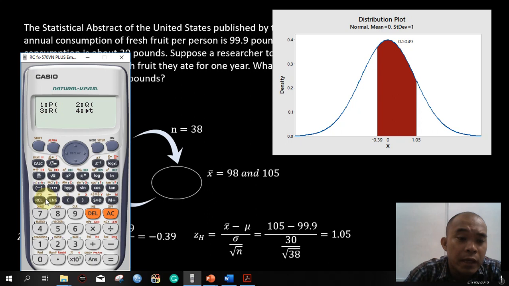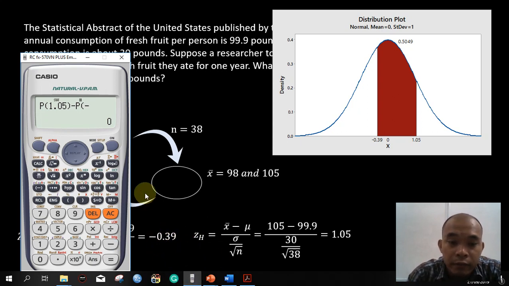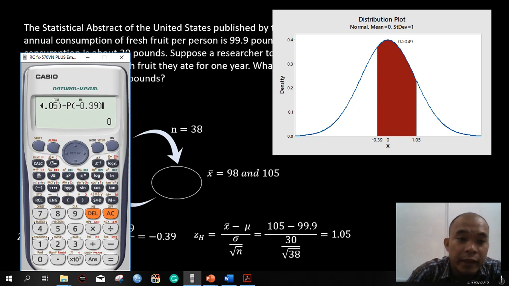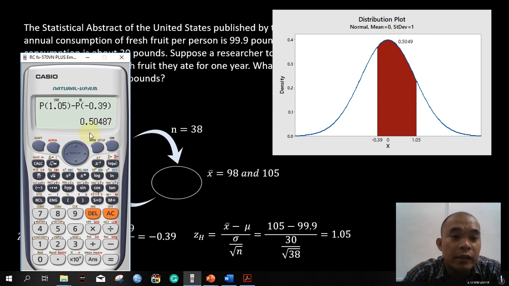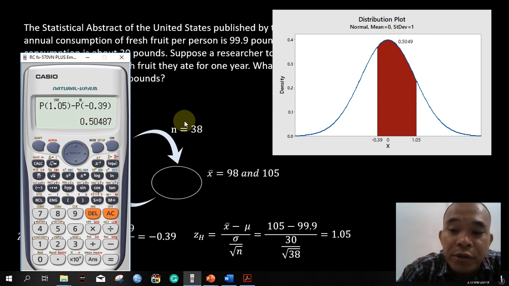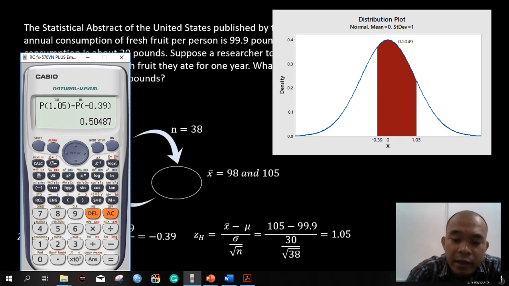So in this case, p, 1, and then what is our z high? That is 1.05, and then you close that one, and then minus. You start again: shift stat 5 1, p again, and then you input the z low here, negative 0.39, and then just press equals. Make sure that we get this value here, equals, and then tada, that is your answer. So guys, please do not just watch the video, study the video. See you again in the next problem.